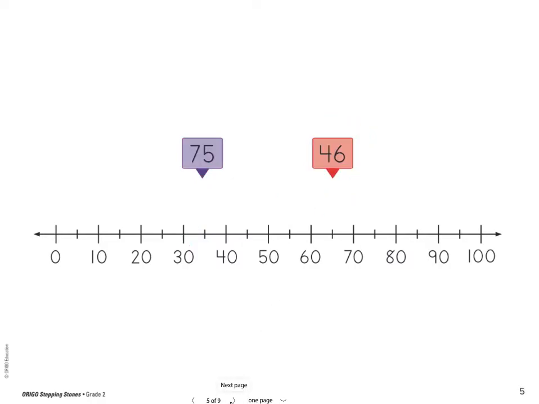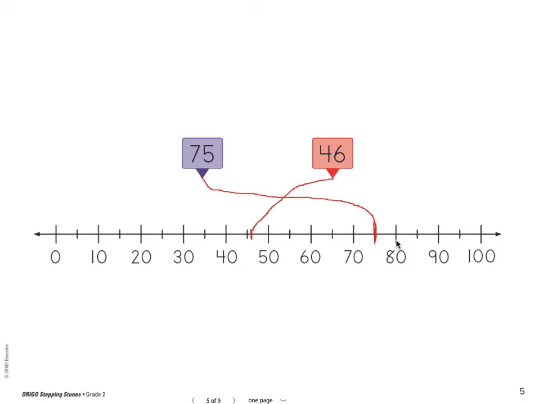Let's try one more. So we have 75 and 46. I'll label them so we're not confused. So 75 would be right here, the midway point between 70 and 80. And then 46 would be right next to the midway point between 40 and 50. Which one is closer to a decade? So let's look at 75. 75 is right smack in the middle. So it's 5 away from 70 and 5 away from 80.